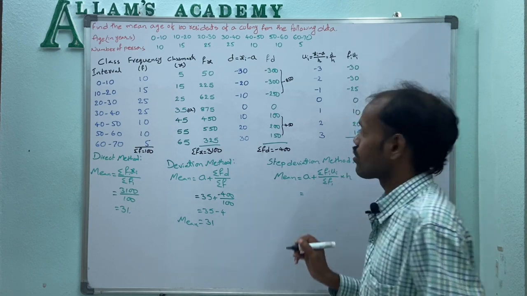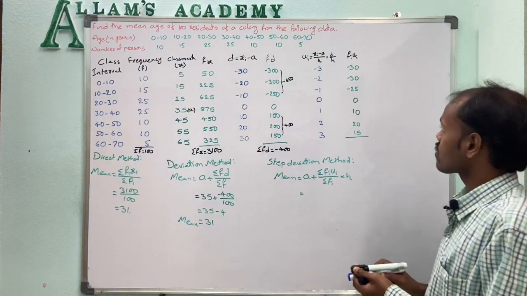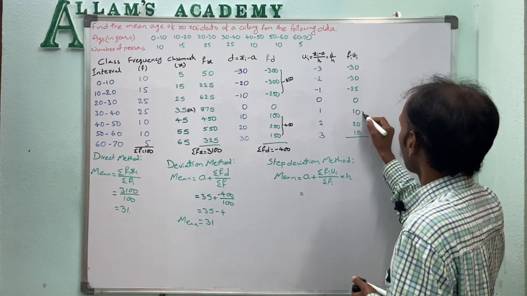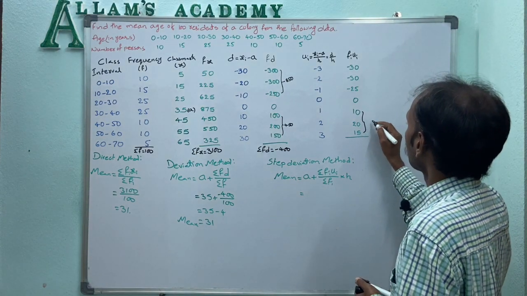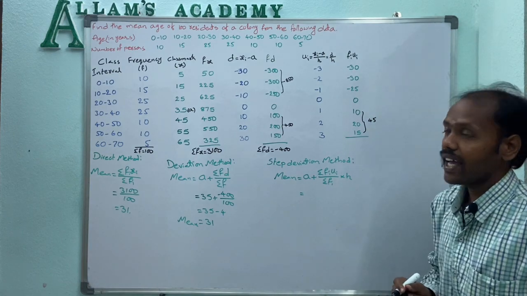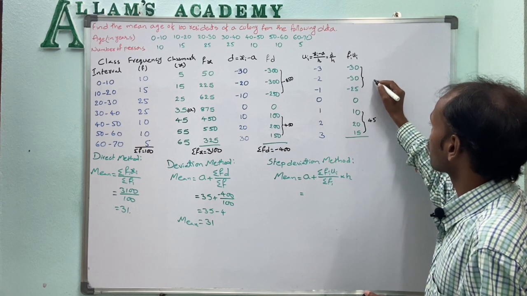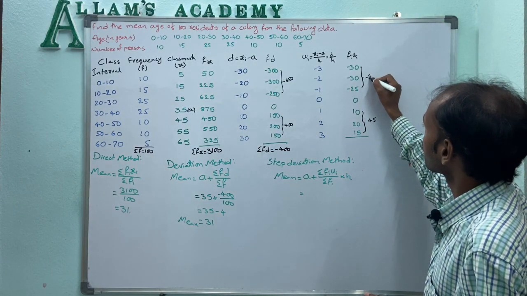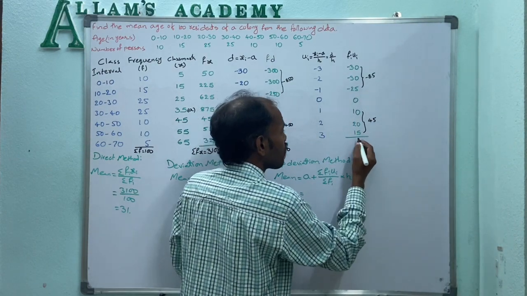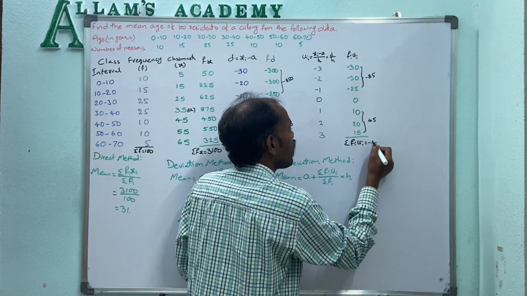Now we add the f and u products. The addition of 10, 20 and 15 is 45, and the addition of minus 30, minus 30 and minus 25 is minus 85. Minus 85 plus 45 equals minus 40.